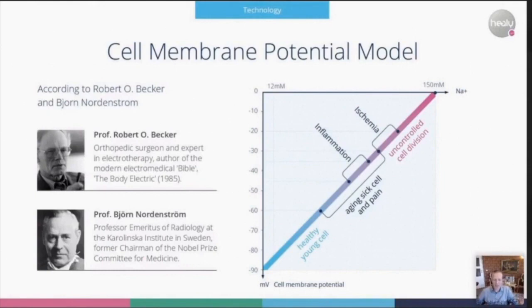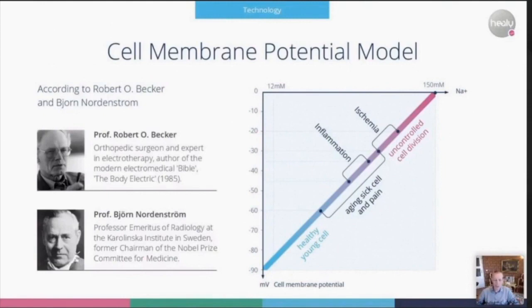For example, the healthy young cell starts at minus 90 millivolt and goes up to minus 45 millivolt. So that's the whole range in which the healthy young cell can operate. Like a liver cell normally is around minus 45 millivolt, whereas a muscle cell needs a higher action potential of minus 90 millivolt, and all the other cells are in between. So this is a more precise presentation of the same idea. At minus 45 millivolt, uncontrolled cell division starts. So this is the area we really want to avoid.